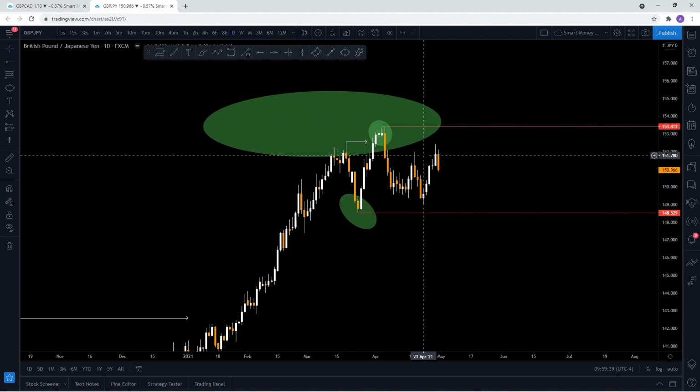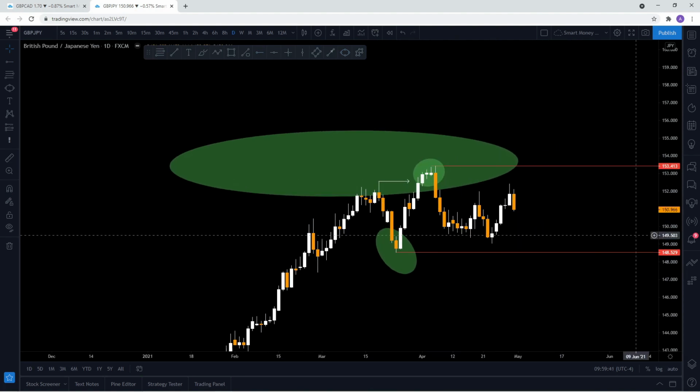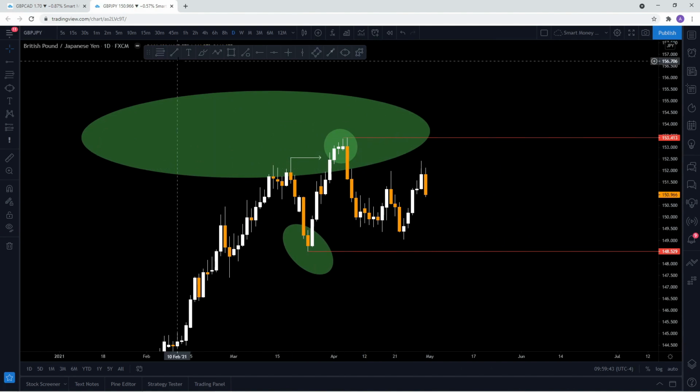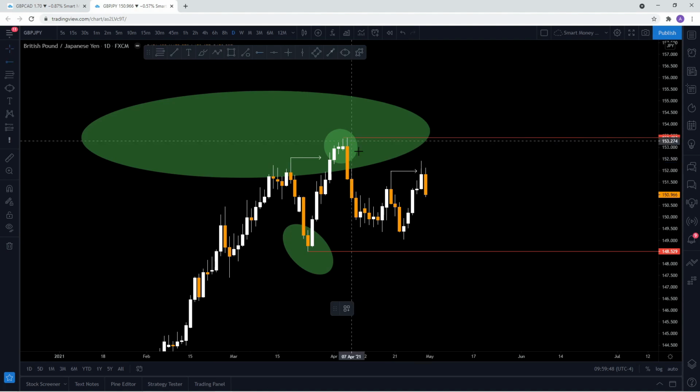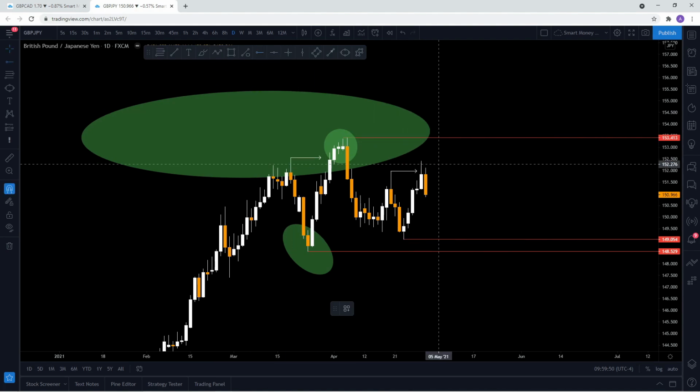We can see we have another range here on the daily chart, so we are going to take into account this one as well. The most recent break was to the upside as price violated this high, and the range is going to be from this low to this high here.